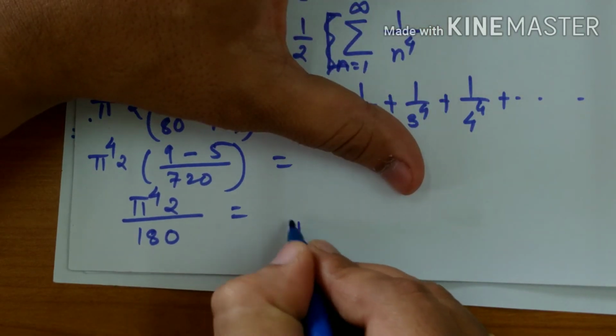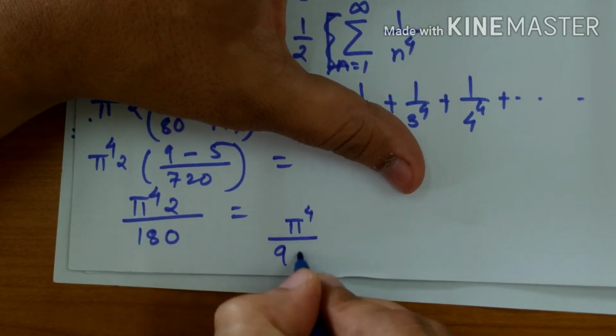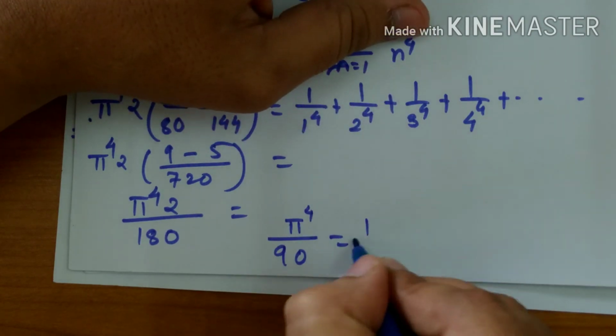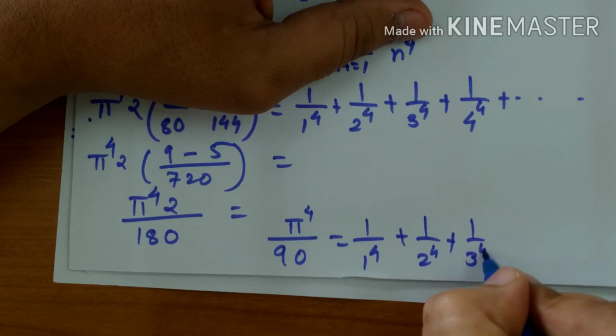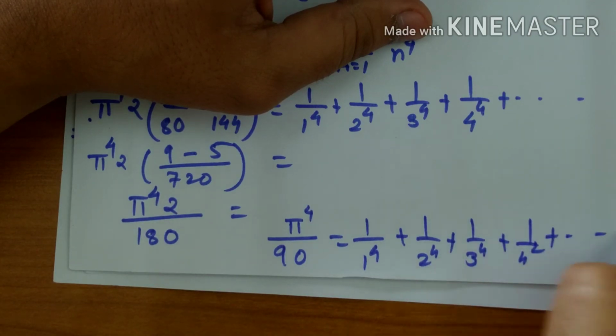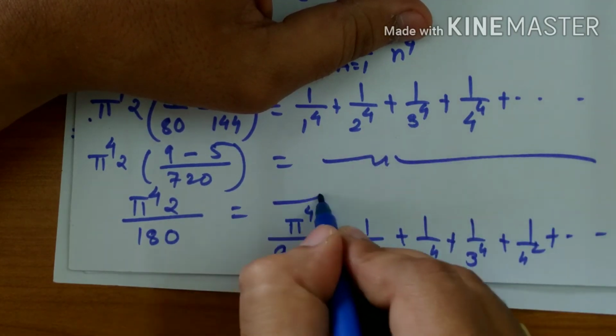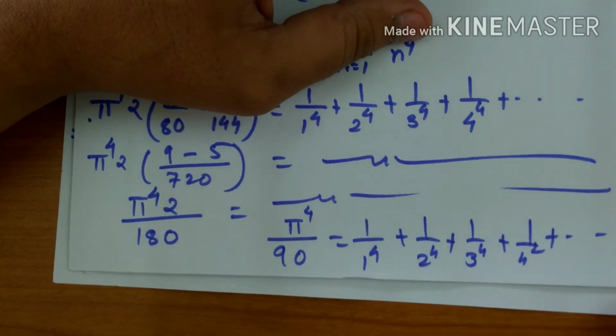This gives me the expected result, that is pi raised to 4 divided by 90 is equal to, so this right hand side I'll continue here: 1 upon 1 raised to 4 plus 1 upon 2 raised to 4 plus 1 upon 3 raised to 4 plus 1 upon 4 raised to 4 plus and so on like this. So this right hand side is continued till this.